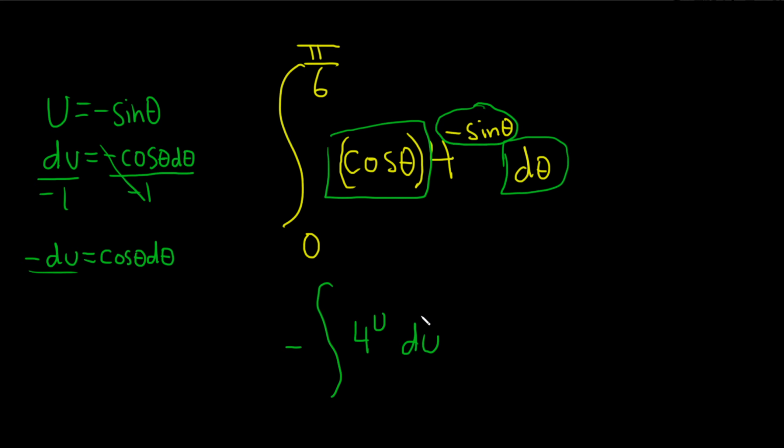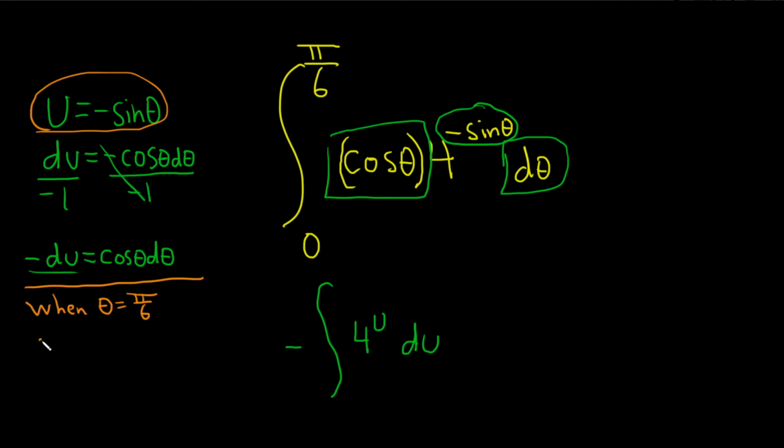So because we made a u substitution and we have a definite integral, we should change the limits of integration. See, these are theta values. They need to turn into u values. So let's do that. So when theta equals pi over 6, we basically take this number and plug it into our equation here, into our substitution. So u is equal to negative sine of pi over 6. And the sine of pi over 6 is 1/2, so this is negative 1/2. This becomes negative 1 over 2.